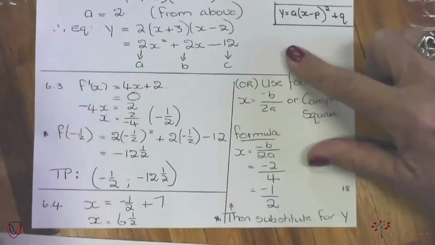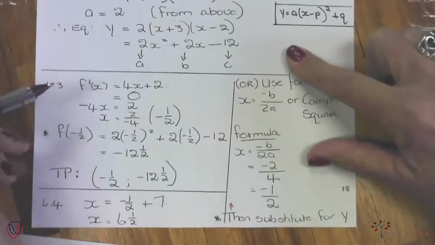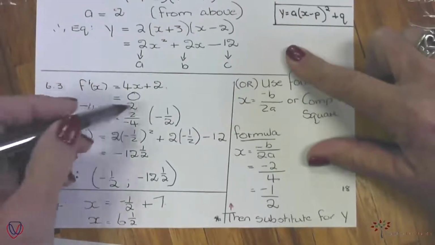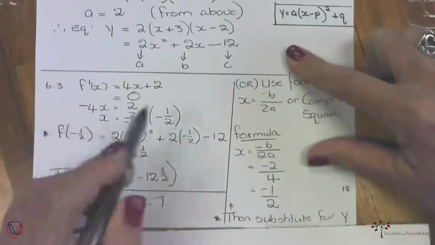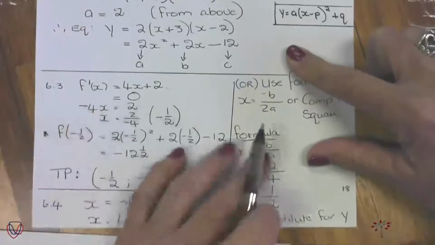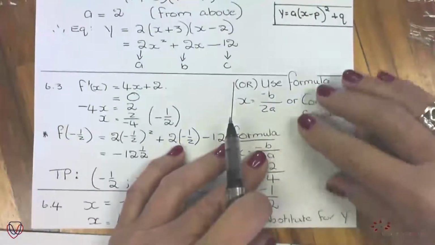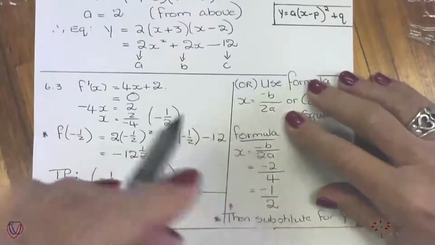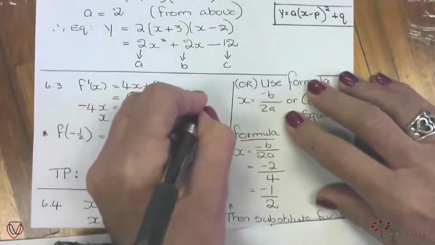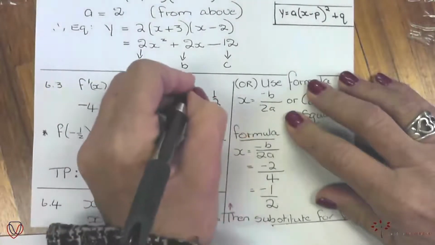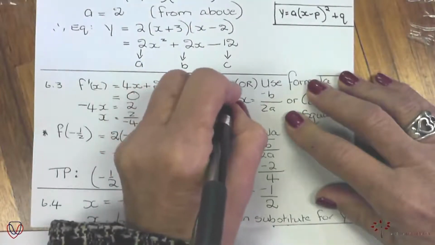You cannot solve unless you have an equation, so the equal to 0 must be there. Minus 4x is 2, so x is 2 over 4, which is negative a half. Then you take this negative a half, this is the x value of the turning point, in other words, the axis of symmetry. So now you know that the axis of symmetry is x is minus a half. This is the axis of symmetry.